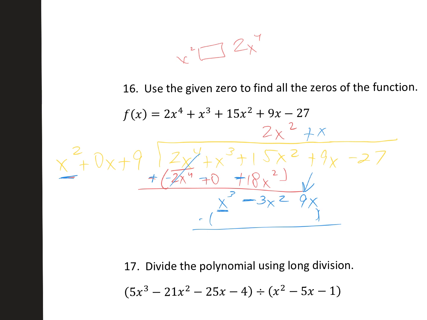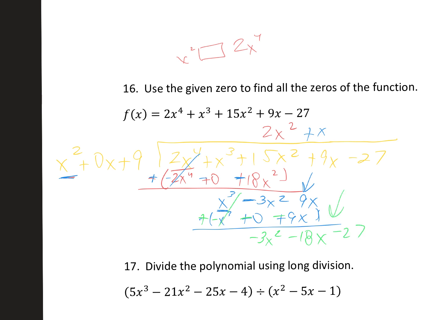X times x squared is x cubed. X times 0 is just going to give me 0. And then x times 9 is plus 9x. Before we subtract, what do we do? Change all the signs. We're going to distribute, distribute, distribute. So negative 9 and negative 9 is negative 18x. Then I have my negative 3x squared here, and your x cubes cancel, and bring down your minus 27.